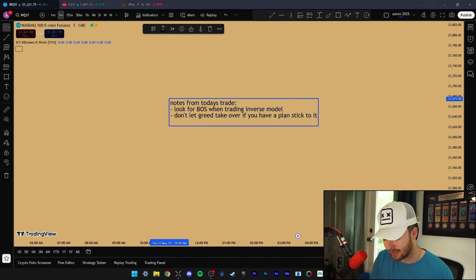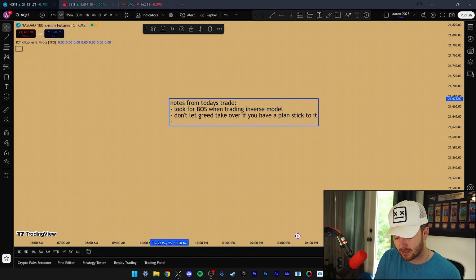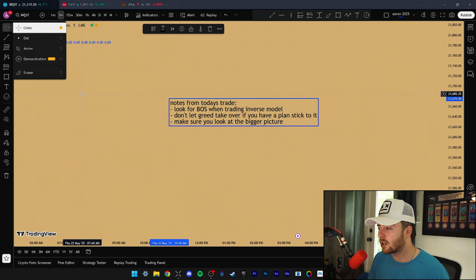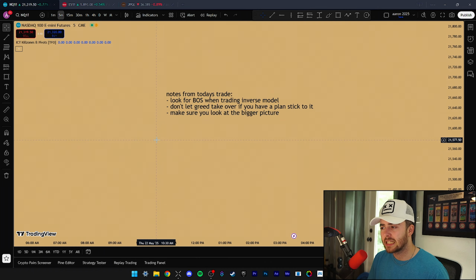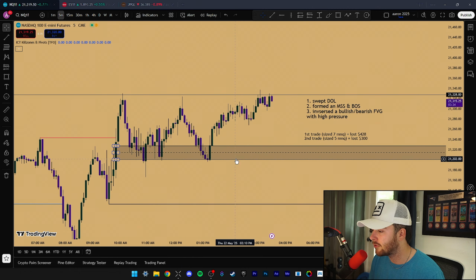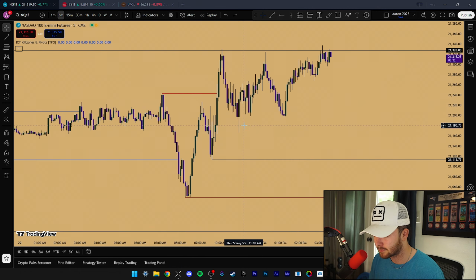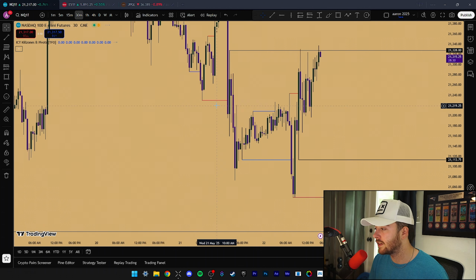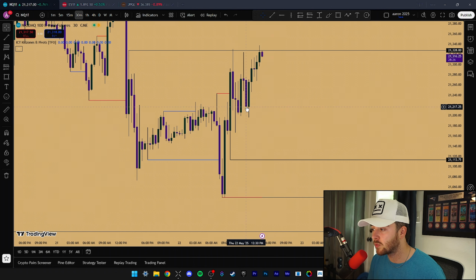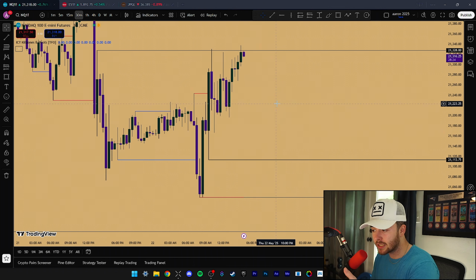And lastly, the last note of the day, make sure you look at the bigger picture. This kind of falls in tune with the first note, right? We want to make sure that we're looking for a break of structure, and that's part of the bigger picture. But if we also, let me get rid of all these, if we also go to the 15-minute, right? There's no break of structure here. Yes, we swept. But where is there a setup here?